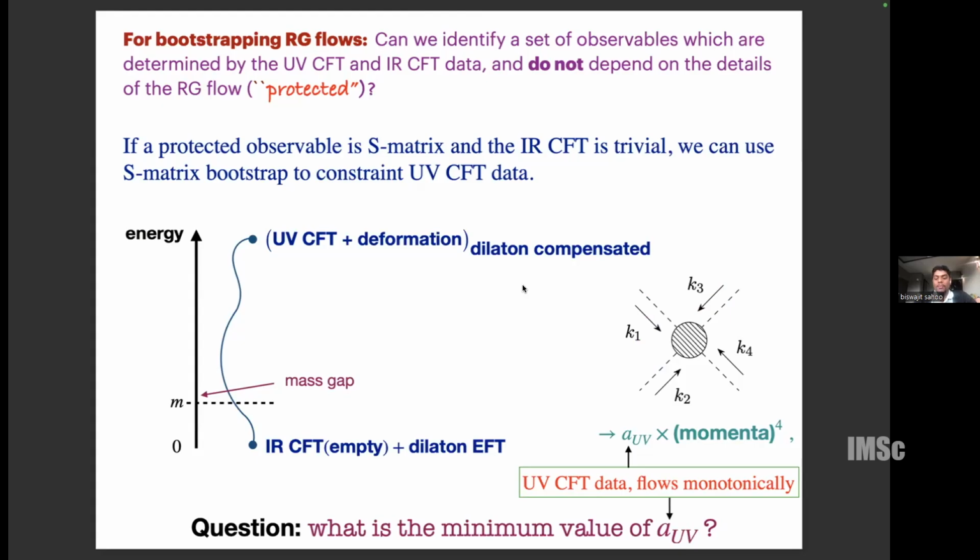One of the constraints we can put is on one of the CFT data, known as the A anomaly, which also appears in the 3-point function of the stress tensor correlator. You can think of it as an OPE coefficient appearing in the 3-point function of the stress tensor. So we can constrain the space of values of this A_UV which can flow to such a gapped quantum field theory. These are the questions we can ask using this S-matrix bootstrap.